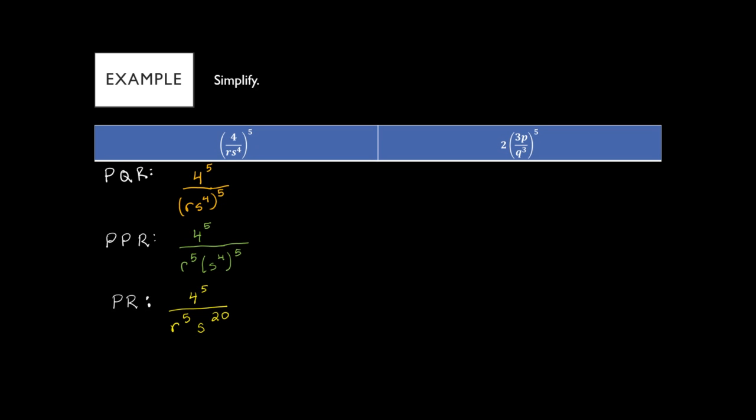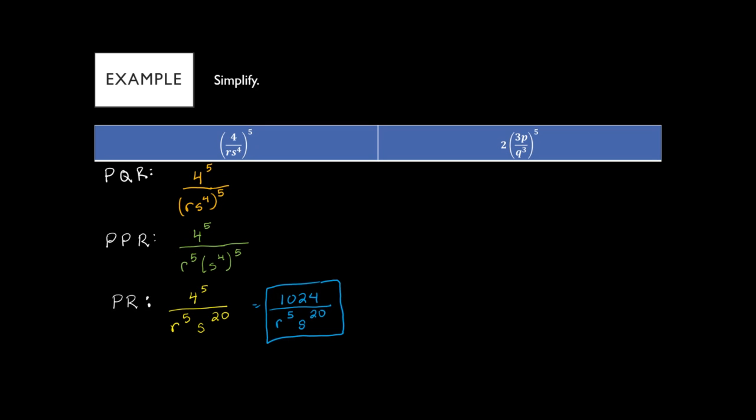And now we need to simplify. So you can do 4 to the 5th power on your calculator. I certainly don't have that memorized. That's 1024. And then we have r to the 5th, s to the 20. And that's our final answer.